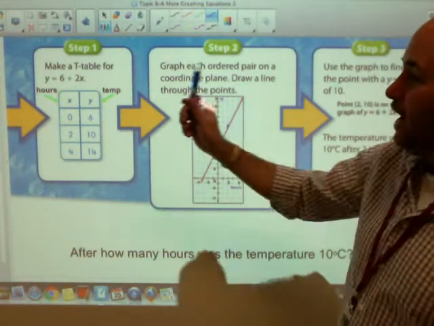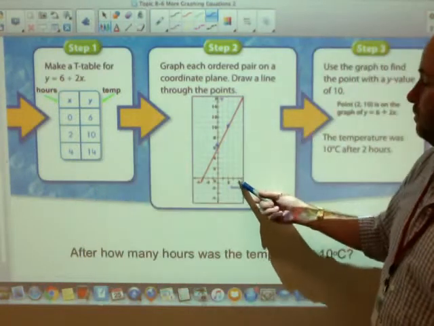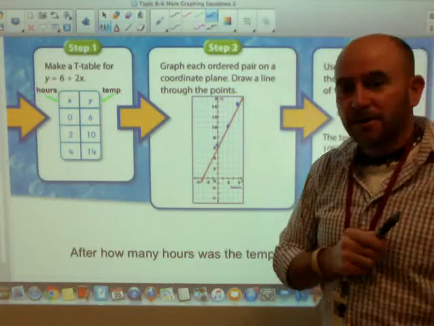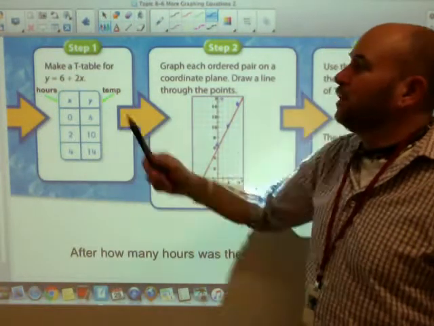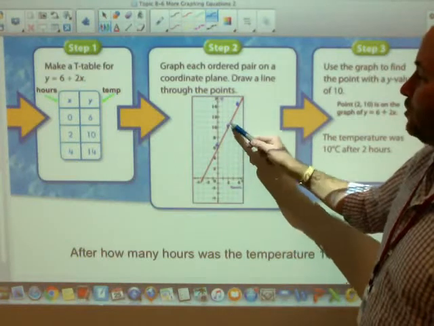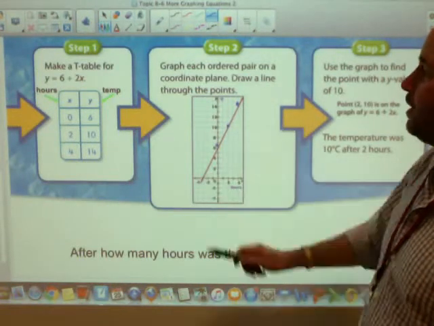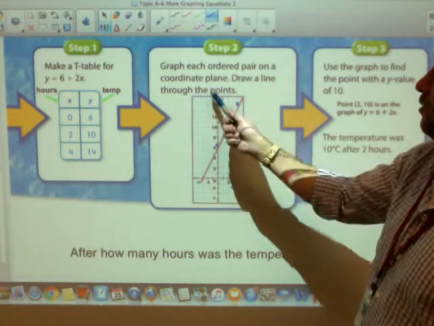And then we have our temperature, we have our hours at 4, and we would rise up to 14, and we would be right there. And so now we've used our equation with 2 operations, and we've established our points, and we draw our line to connect them right in there. So graph each ordered pair on a coordinate plane and draw a line through the points.